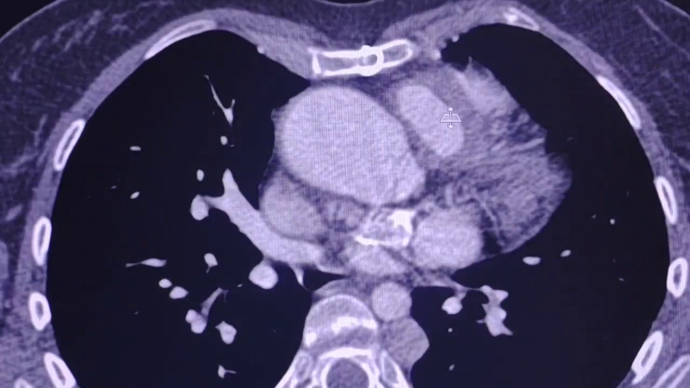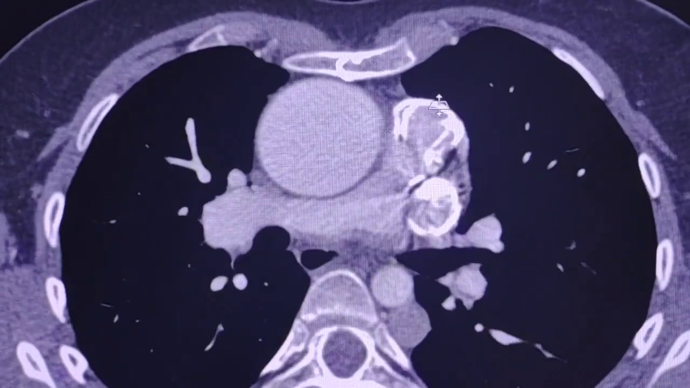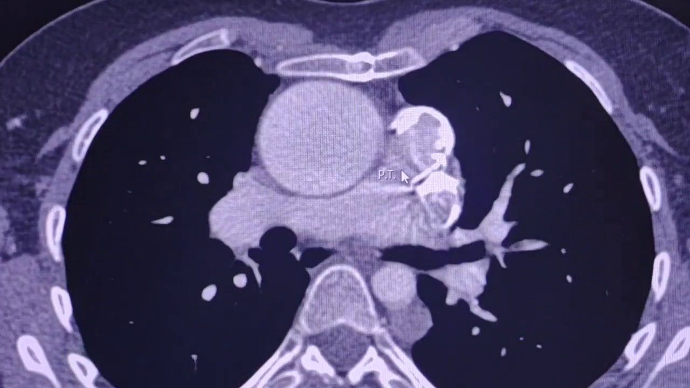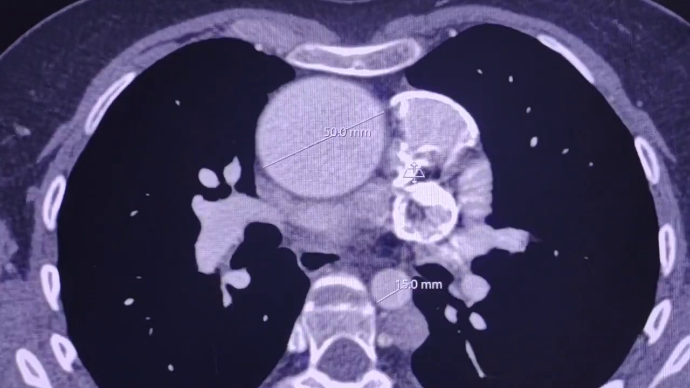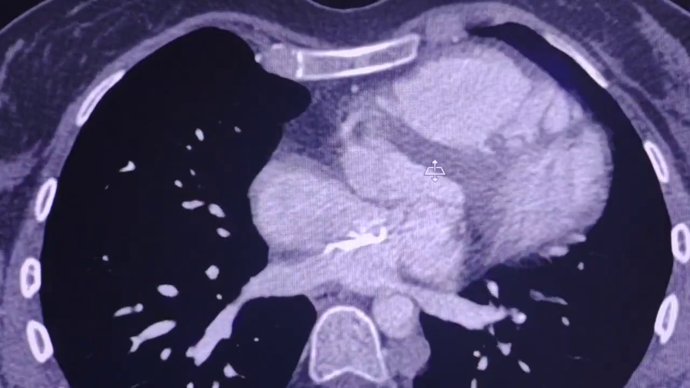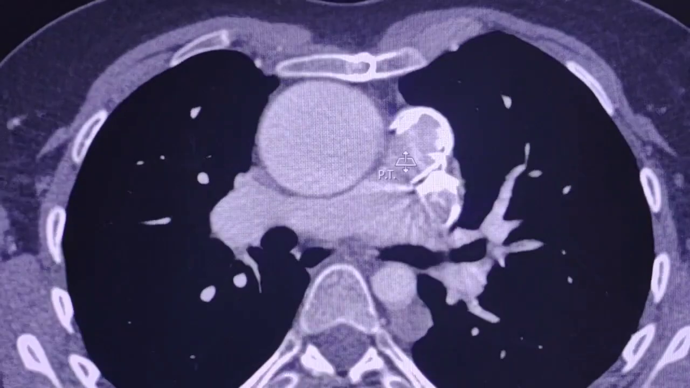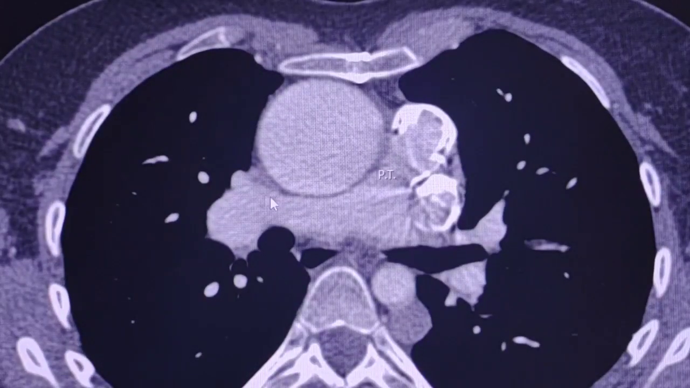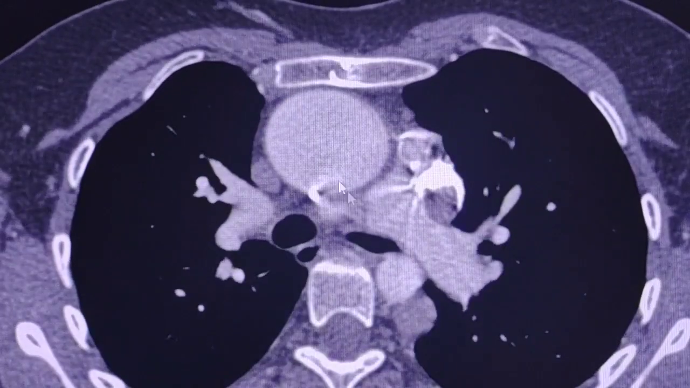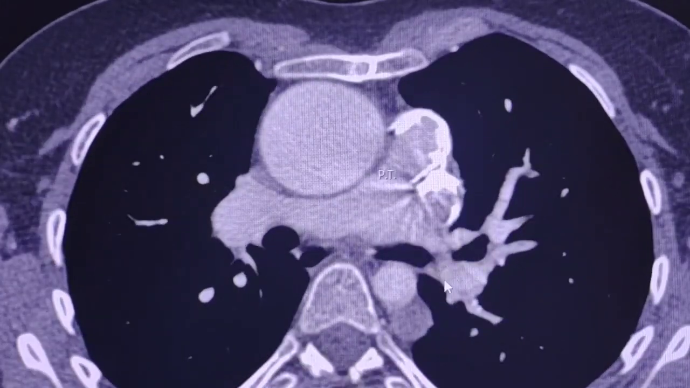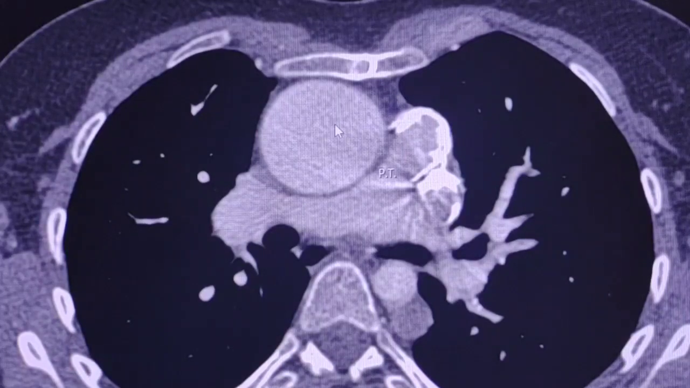Okay, so here, follow my arrow, here we can see the pulmonary trunk. Okay, let's go back again. Here is the right ventricle and here is the pulmonary trunk, and the right main pulmonary artery and the left main pulmonary artery.